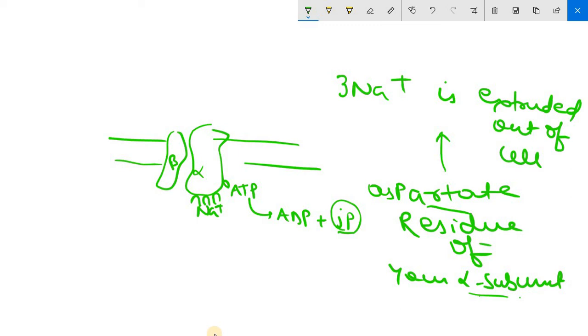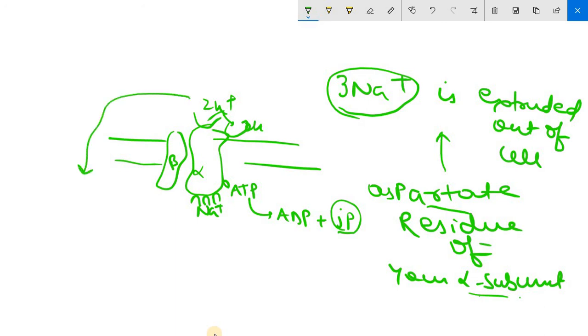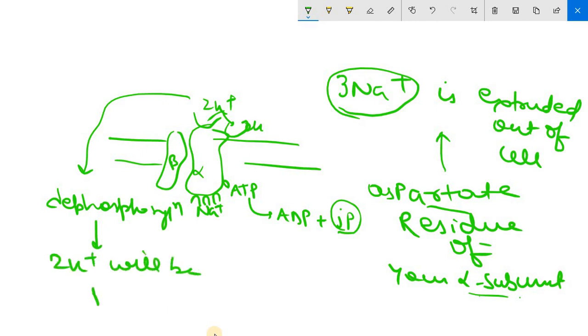Now, after the extrusion of the 3 sodium, 2 potassium will bind to the extracellular site, one here and one here. This will lead to the dephosphorylation of the aspartate residue. Binding of 2 K plus will lead to dephosphorylation, and once dephosphorylation occurs, then 2 potassium plus will be transferred inside your cell. So this is the basic mechanism of how sodium potassium ATPase operates.